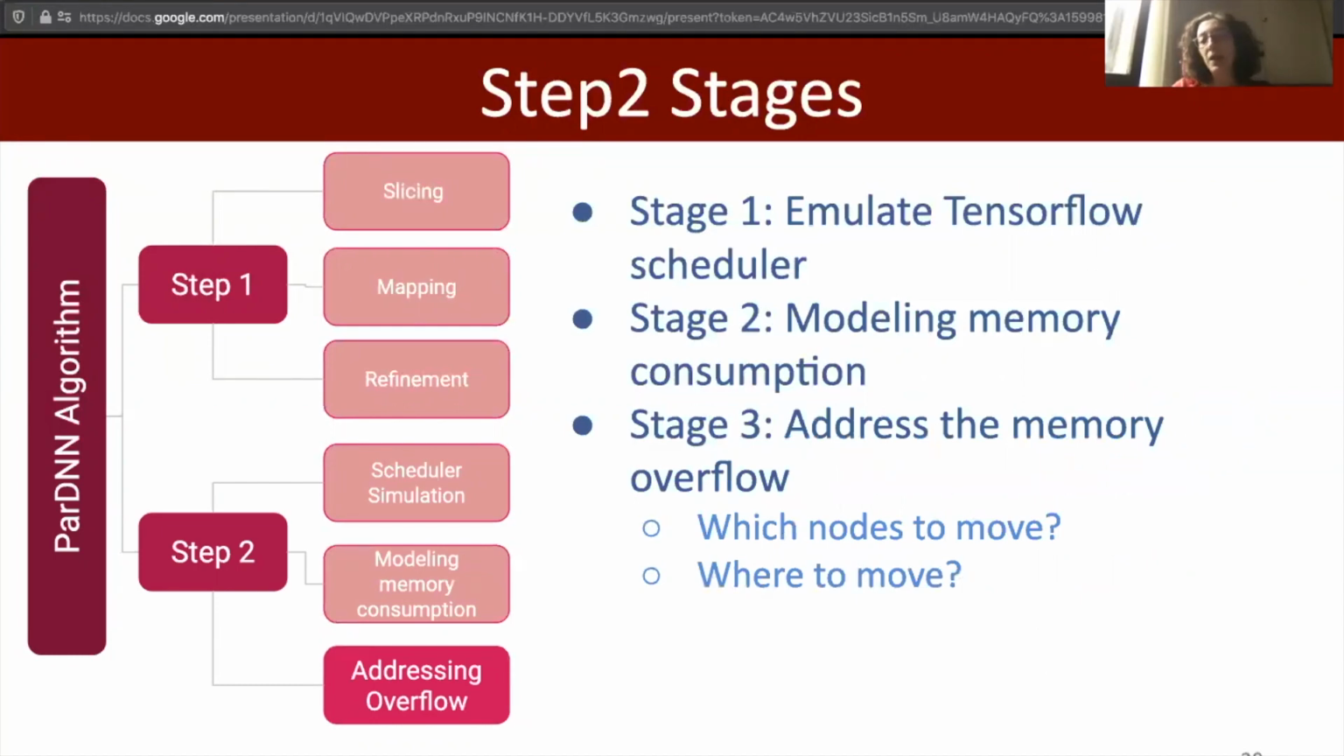And the last part, now we know the memory consumption in each node, in each device. We need to address the memory overflow. So let's say we have a huge memory consumption in one device, then we need to answer these 2 questions. Which nodes do we need to remove from this partition? And when we remove these nodes, where should we put them? Like which device should they execute on?